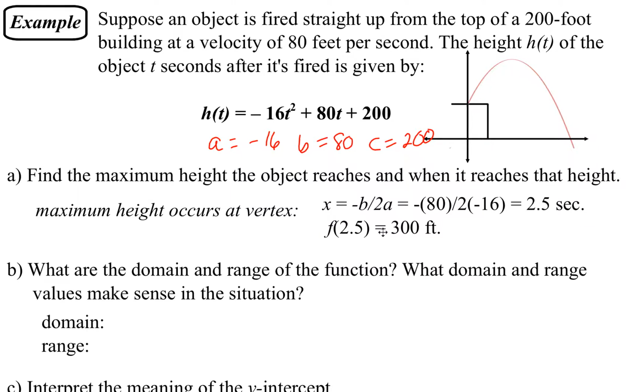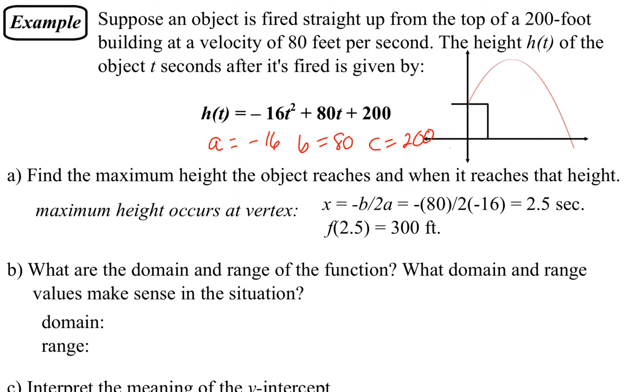If we plug in 2.5 into our function for t, in this case it's h of t, so anywhere we have a t, we're going to put in 2.5. So we would have negative 16 times 2.5 squared plus 80 times 2.5 plus 200. Plug that into your calculator, you should get out 300 feet.